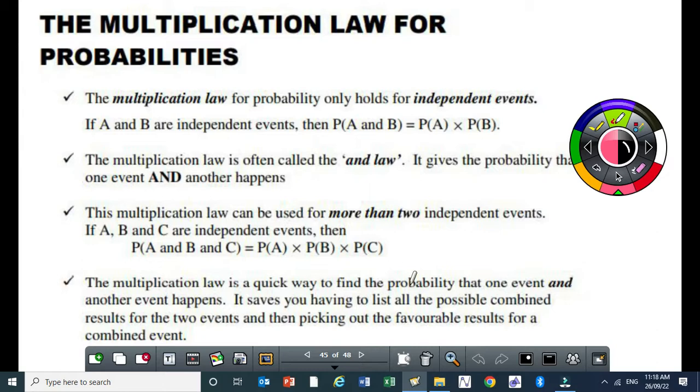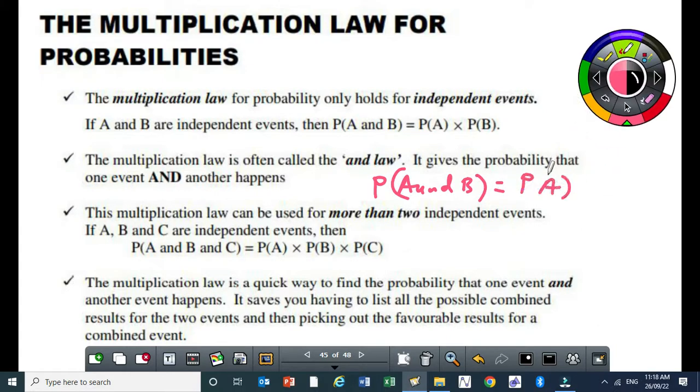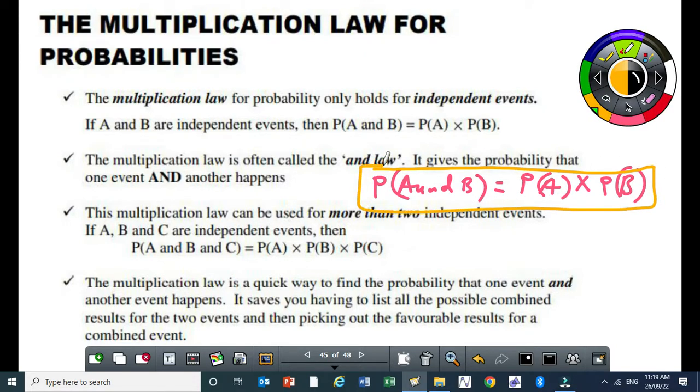And then you come up with this famous multiplication law of probabilities: P(A and B) will always be equal to the probability of the first event times the probability of the second event. You will need this multiplication law when you are doing questions on tree diagrams, and also questions on contingency tables, which I will probably introduce around Wednesday.